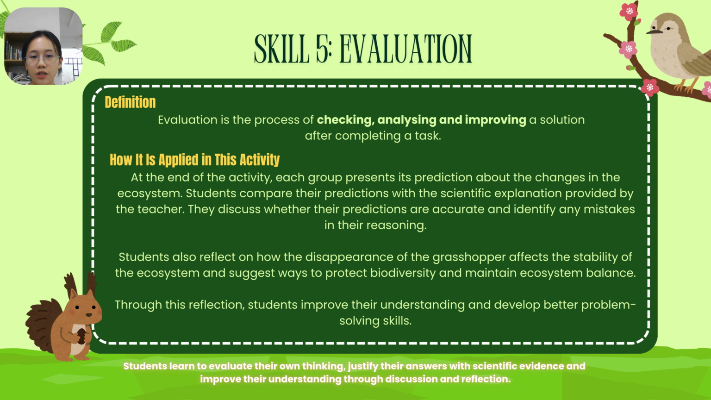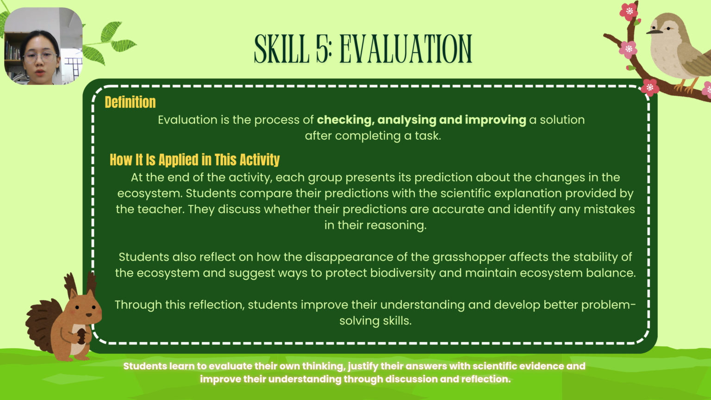During the discussion, they identify whether the predictions are accurate and recognize any mistakes or misconceptions in their reasoning. For example, some students may initially believe that only grass can be affected when the grasshopper disappears. However, after evaluating the food web, they realized that the decrease in frogs also causes the snake population to decrease, which eventually affects the eagle population as well.